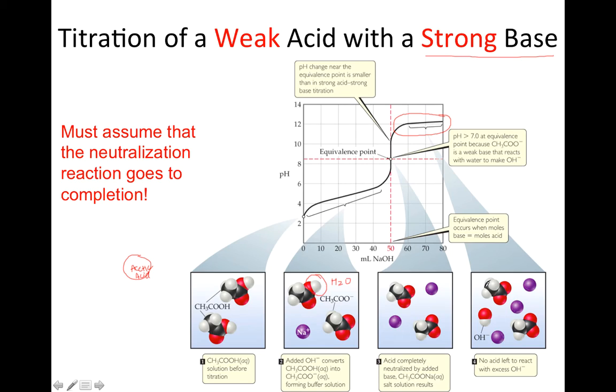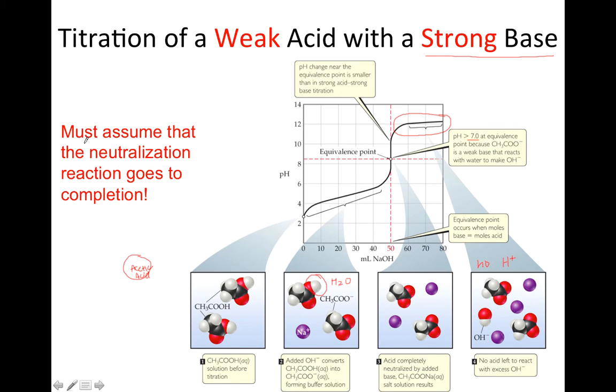Okay, so after the equivalence point, we've got our acetate ions, we've got a bunch of sodium ions, but we also have hydroxide ions that don't have any hydrogens to react with. No H plus left. So these just stick around, and now the hydroxide ions are influencing the pH, and that's why the pH is greater than 7 at equivalence, greater than 7.